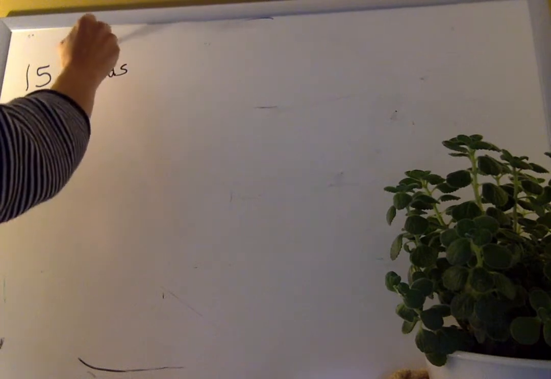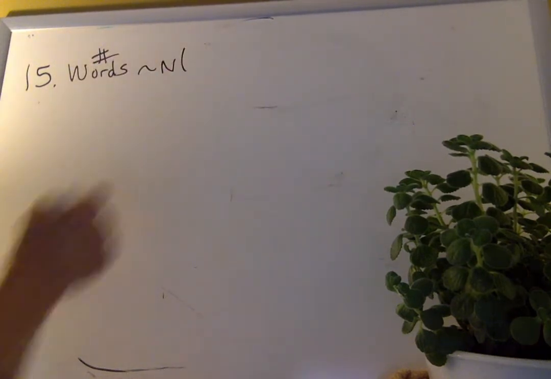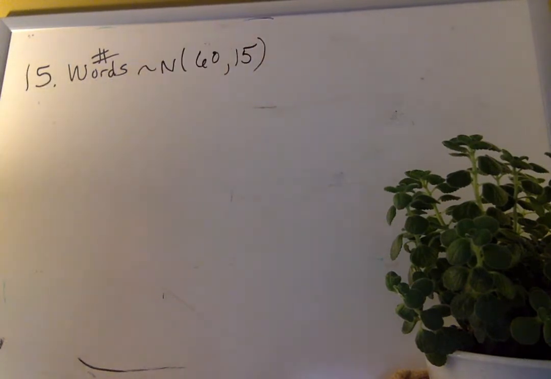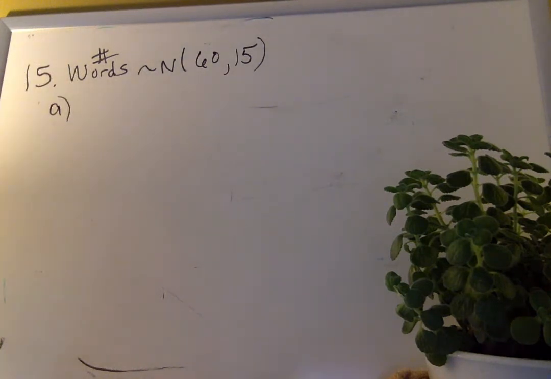I think I want to do 15 first, at least parts of it. This was a whole footnoted problem, so it makes it look all long. This is words per minute. Number of words is normally distributed, 60, 15. Okay. Part A, this is why I want to do number 15.